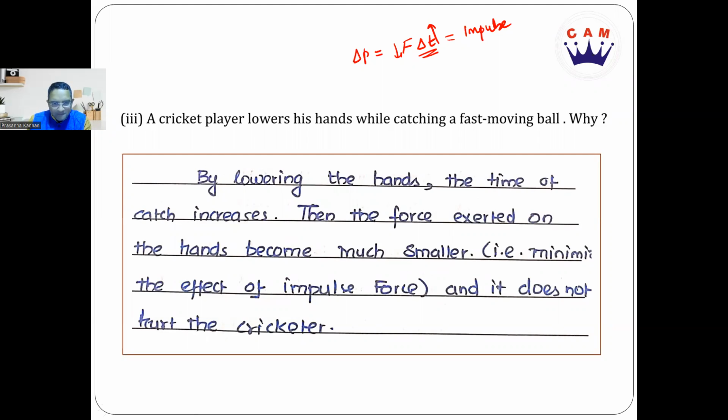Sir, can I put that force is inversely proportional to time? Yes, because the change in momentum is constant. Absolutely, yes, correct. Great.